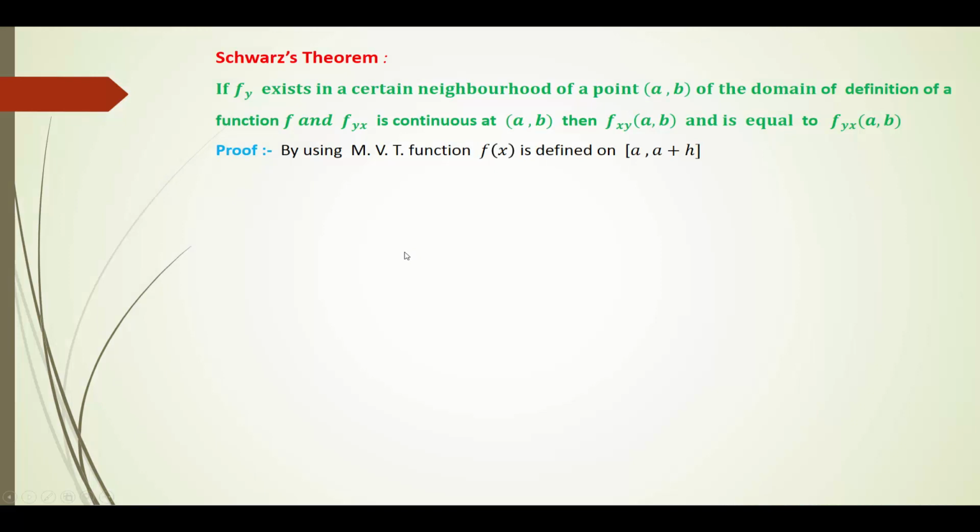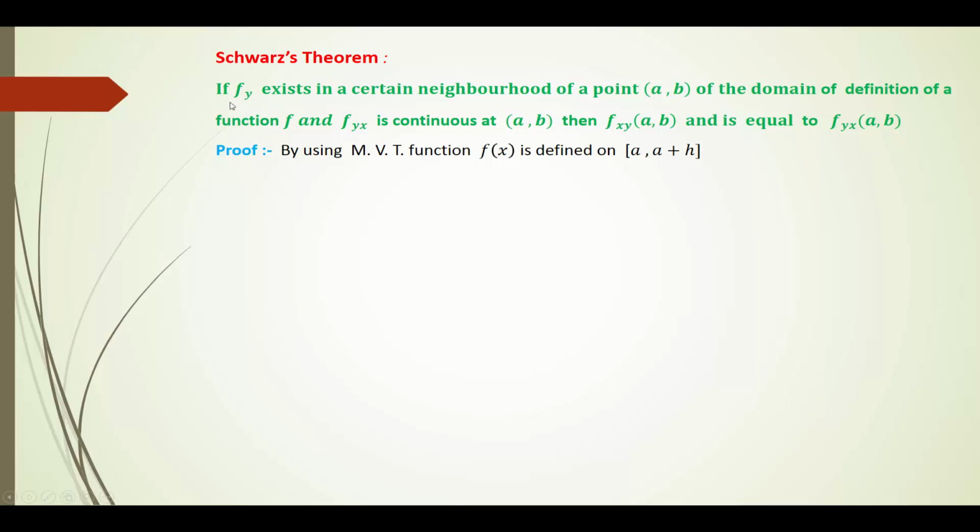First is Cauchy's theorem. Statement of this theorem: if f_y exists in a certain neighborhood of a point (a, b) of the domain of definition of function f, and f_yx is continuous at the point (a, b), then f_xy(a, b) is equal to f_yx(a, b).